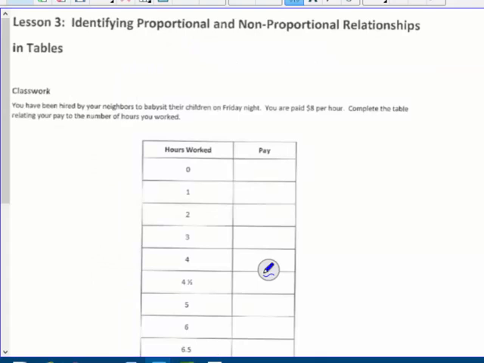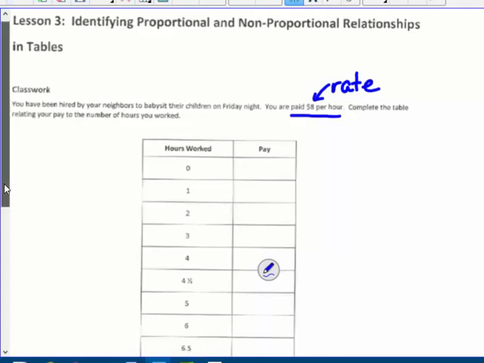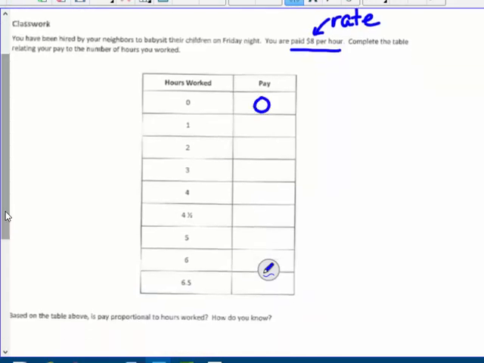Lesson 3, identifying proportional and non-proportional relationships in tables. You have been hired by your neighbors to babysit their children on Friday night. You are paid $8 per hour. There's my rate, $8 per hour. Complete the table relating your pay to the number of hours you worked. Well, if you haven't worked, you're not going to get any pay.